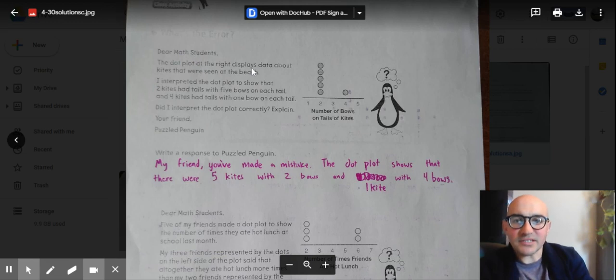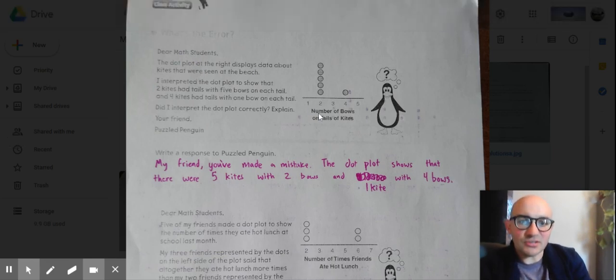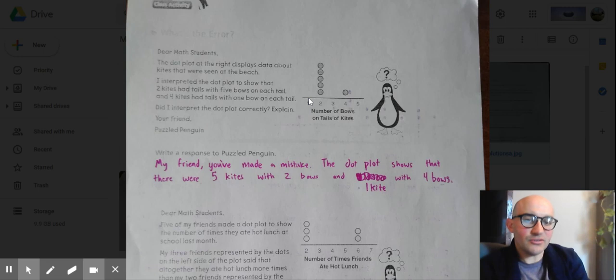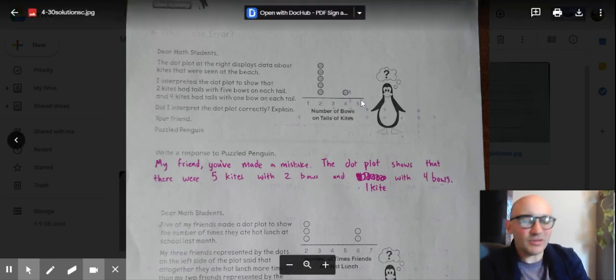The dot plot at the right displays data about kites that were seen at the beach. So let's look at it. It says number of bows on tails of kites. And so before I read the rest of this statement, let me just explain to you what I'm seeing when I look at this dot plot. I see that there were no kites with one bow on their tail. There were 5 kites with 2 bows, no kites with 3 bows, 1 kite with 4 bows, and no kites with 5 bows. Okay, that's what I interpret from that.